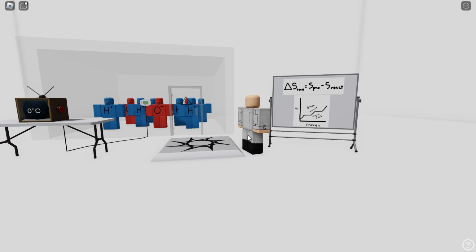So, more about entropy. As you can see on the board, the change in entropy can be found through this formula: delta S equals S of the product minus S of the reactant. Of course, this formula is useless without the quantity, so we're going to ignore it. This little graph thing we can also ignore till later.